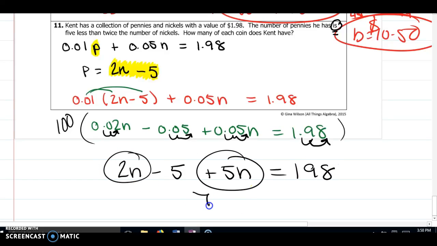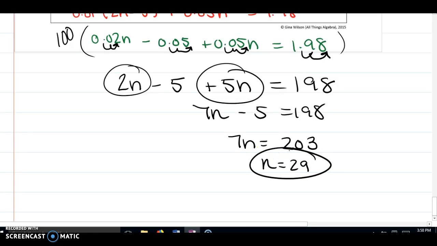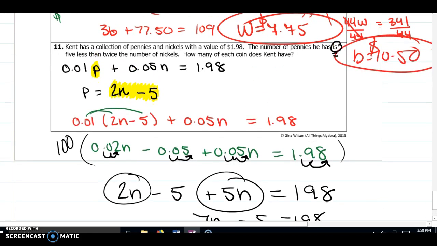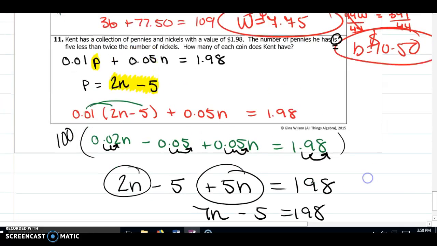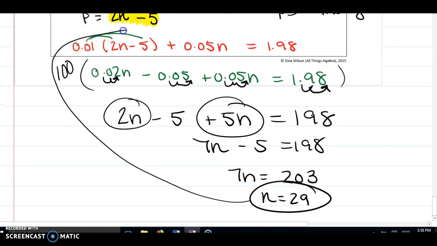2n plus 5n gives us 7n minus 5 equals 198. You'll add 5 to both sides, so we get 7n equals 203, and then divide by 7 on both sides, and we get that n equals 29. Although we're talking about money here, you cannot get a decimal as an answer because it says how many of each coin does Kent have. So nickels and pennies, it's how many of each. So we have 29 nickels, and if we have 2 times that, take away 5, that's going to give you 53.